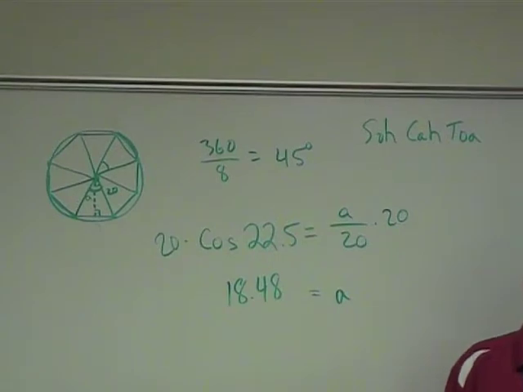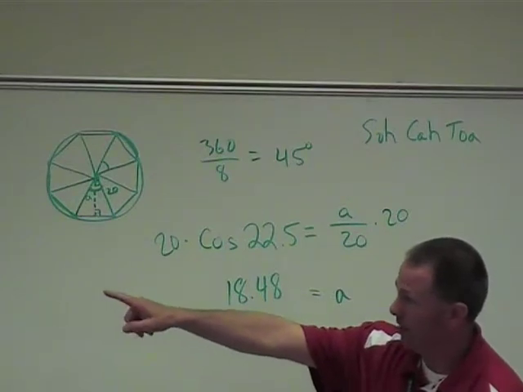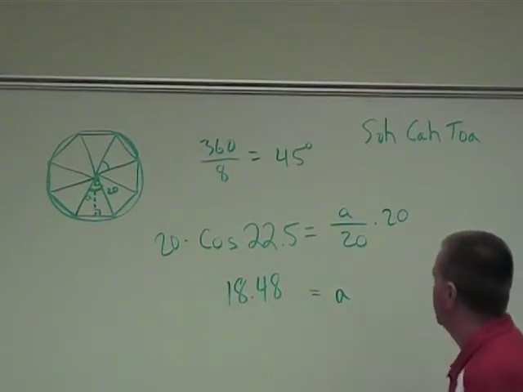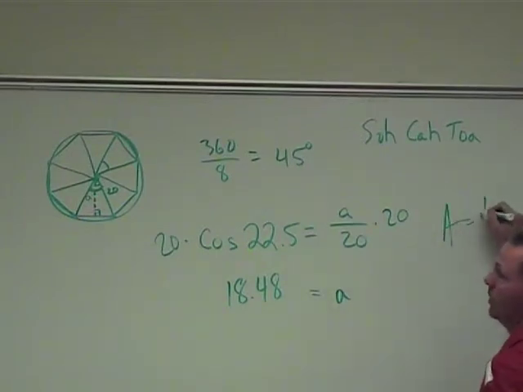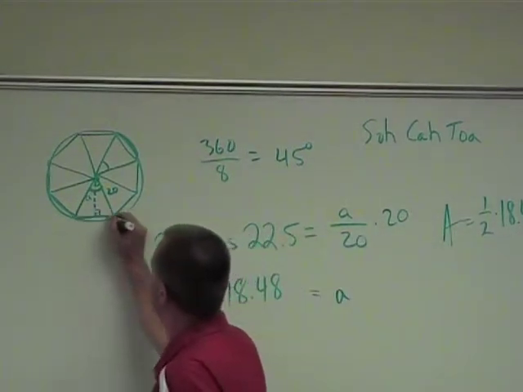18.4776. Okay, so I just took out 100 decimal places. That's the apothem. So we have A. That's part of our formula. Okay, so area equals 1/2 the apothem, 18.48, times the perimeter. So that means I gotta find this piece right here.